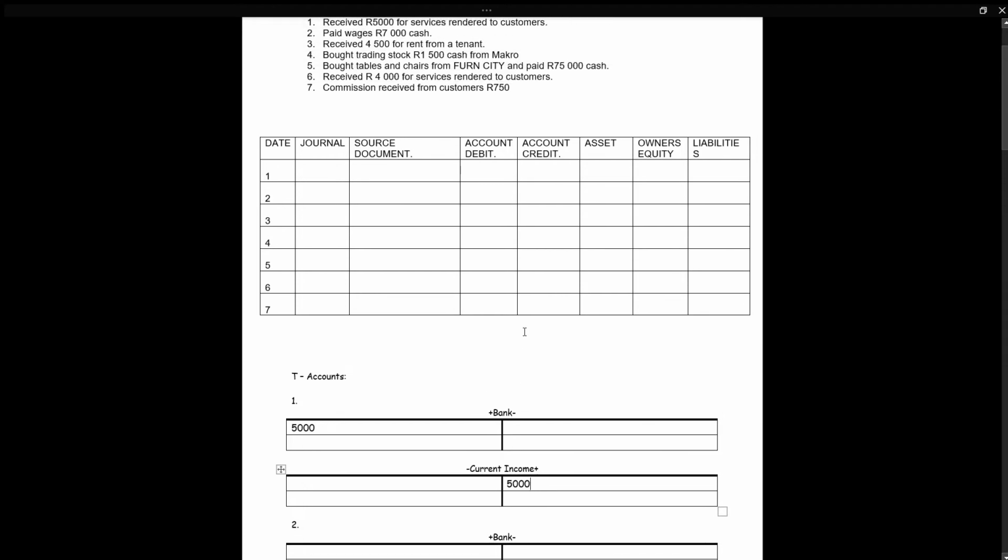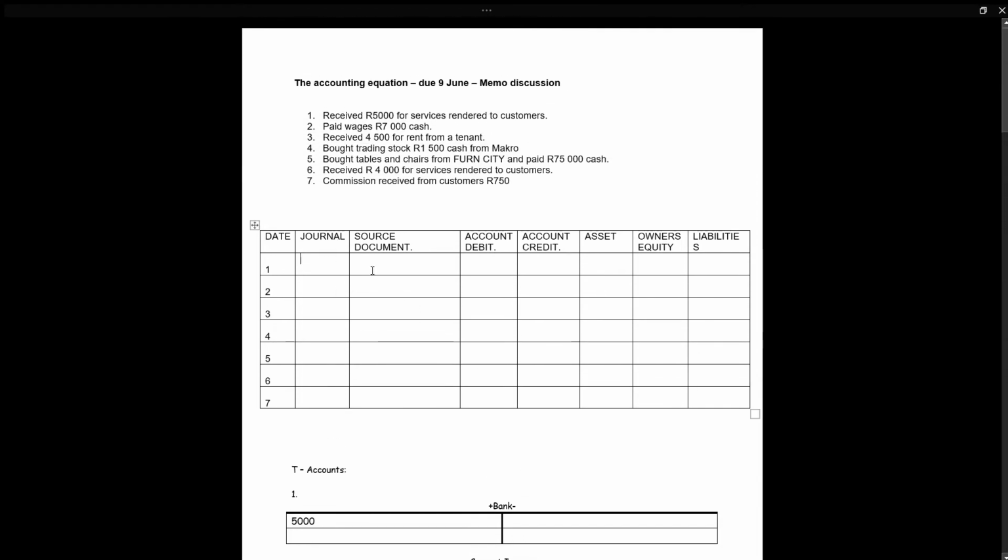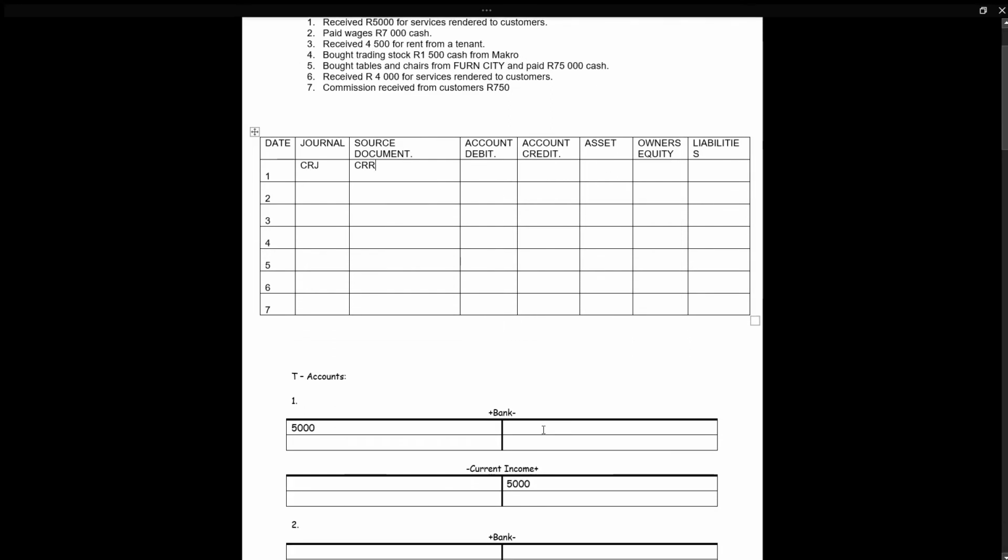into your accounting equation. Right, so journal, we are receiving money, so cash received journal. The source document will normally be your cash register roll when you provide services and receive money for that. Remember, we said bank will be our account being debited, therefore bank. And bank is classified as an asset, therefore my assets will increase with 5,000 Rand. Remember the formula, assets will equal owner's equity plus liabilities.